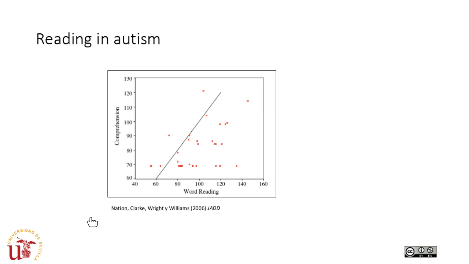But what we're seeing here is a difference between the decoding level and the comprehension level, with the decoding being above the reading comprehension. Decoding is above comprehension, right?